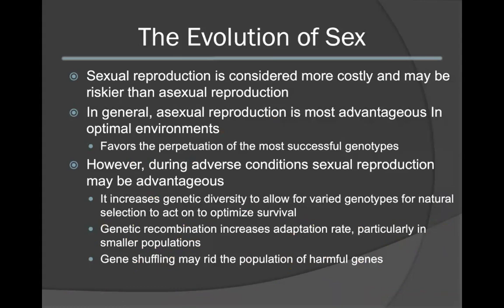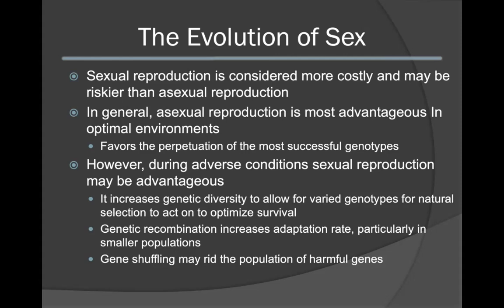In general, sexual reproduction is considered much more energetically costly and also riskier than asexual reproductive methods. In general, asexual reproduction is considered to be most advantageous in optimal environments. This is because it favors the perpetuation of the most successful genotype that is already in the population. However, when adverse conditions arise, sexual reproduction may become the most advantageous strategy.